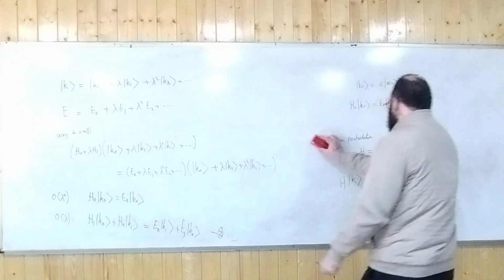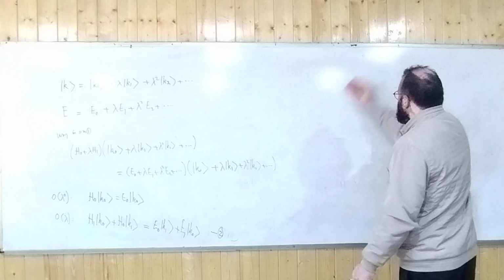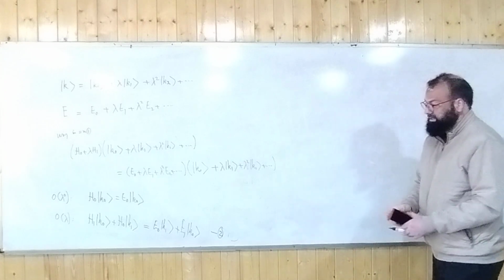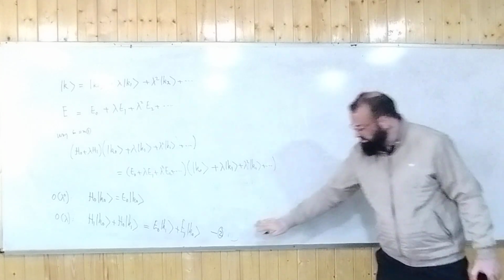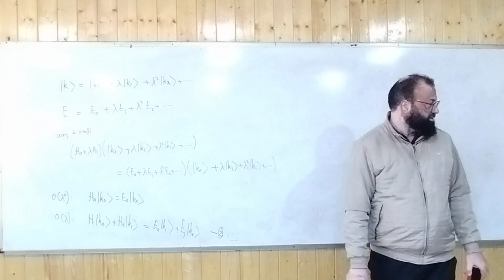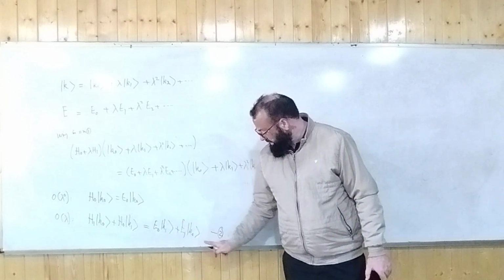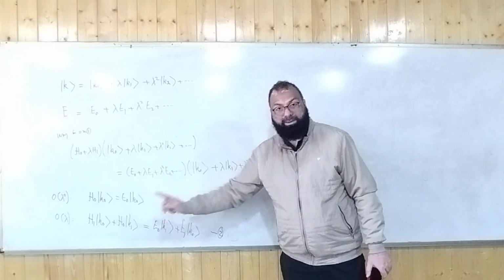So let's take equation second. What I need to calculate is the first order correction to the energy. Clear? Okay. So what I will do is multiply this equation second on the left by m0.